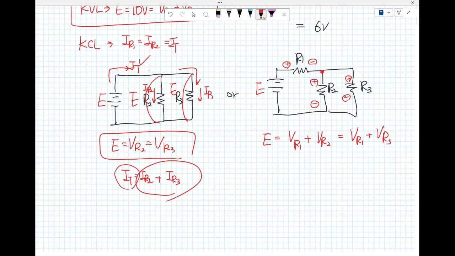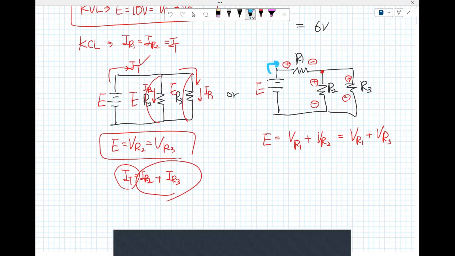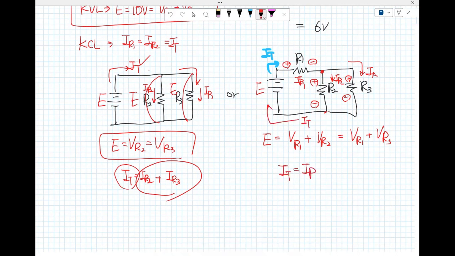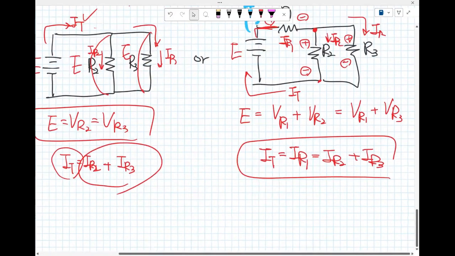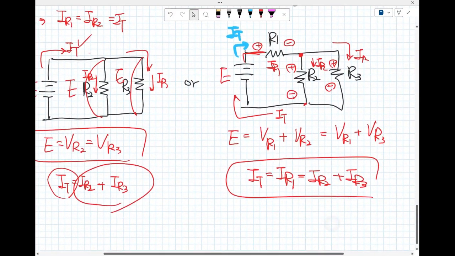So here, the I sub T, the I sub R sub 1, and I sub R sub 2, and I sub R sub 3. Same thing, the I sub T. So I sub T is I sub R sub 1. Why? Because there is no junction before. So I sub R sub 1 is what? I sub R sub 2 plus I sub R sub 3. Run it once more. Okay? It's fine. All right. Any questions? All right.